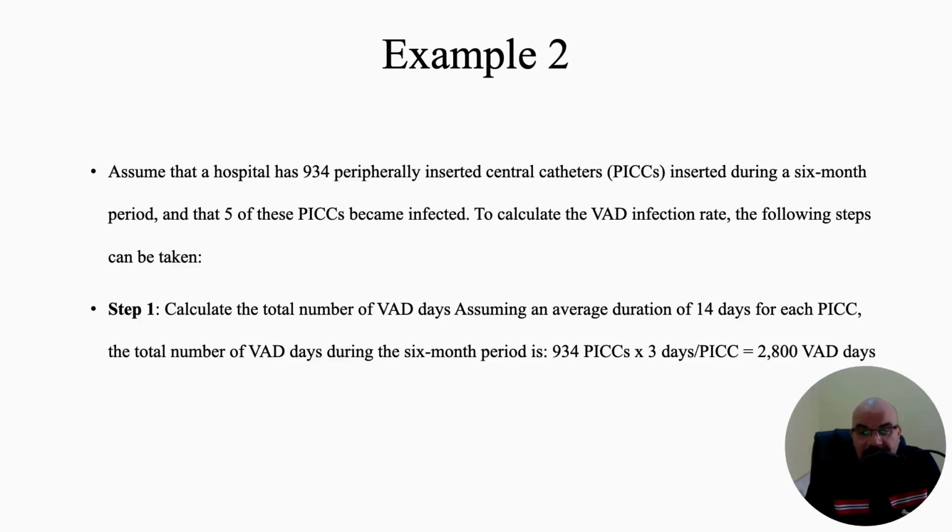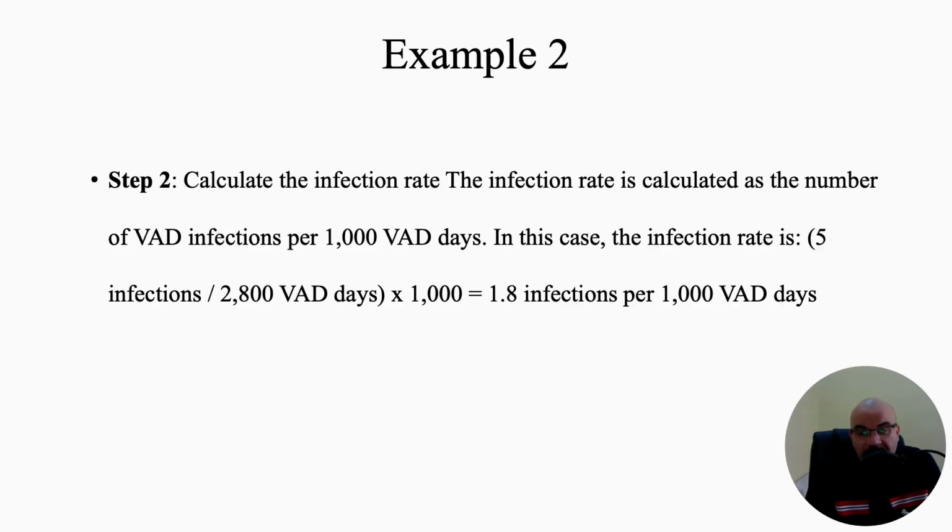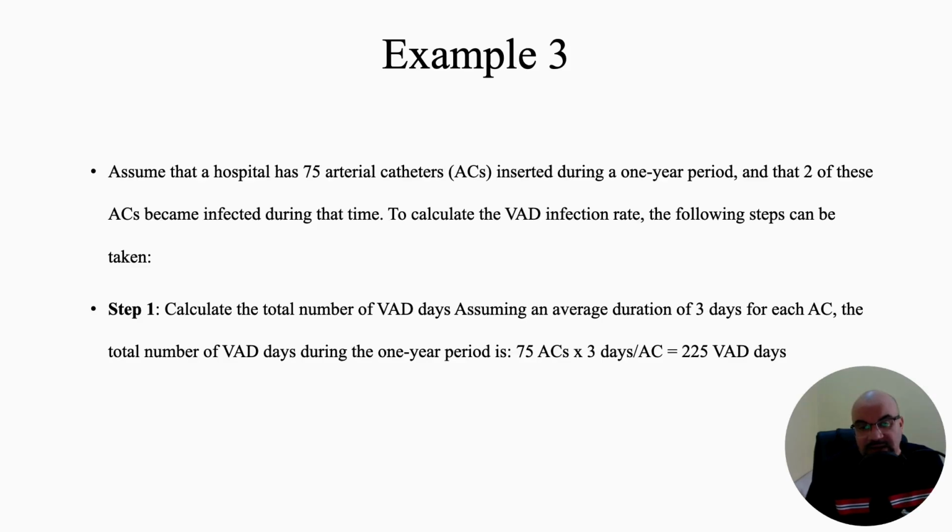Assume that the hospital has 93 peripherally inserted central lines inserted during a 6 month period, and 5 of these became infected. Calculate the VAD rate in the same way. How many vascular access device days are there, to be divided into these 5? So we end step 1 by calculating the vascular access device days, which in this example is 2,800, and then we divide the 5 over 2,800, which means for this example 1.8 infections on the vascular access device per 1,000 vascular access device days.